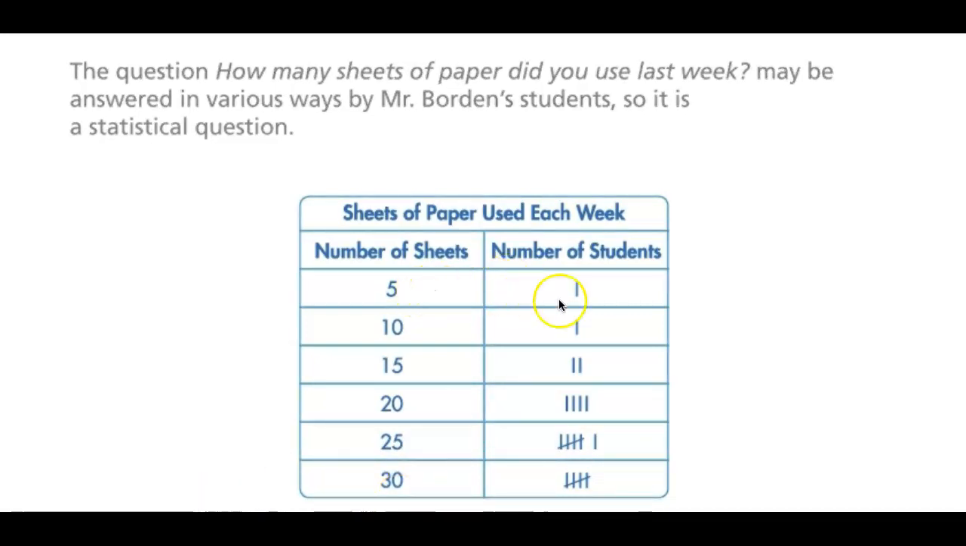So it could be answered in different ways. These are the number of sheets and these are the number of students who responded. There is one student who used only 5, but there are 5 students who used 30 sheets of paper. There are 4 students who used 20. So there's a different variation of the answer. That's why the first question that we had is a statistical question.